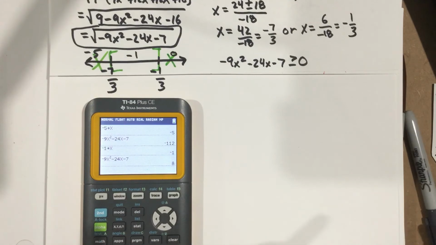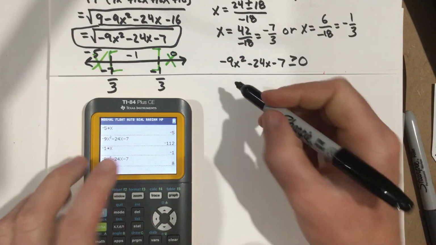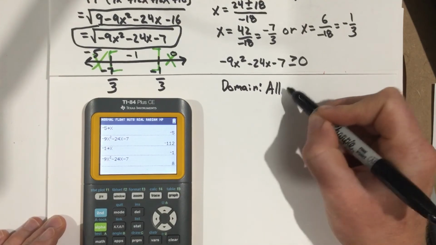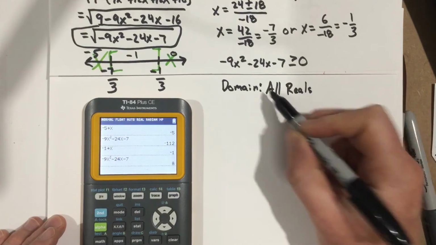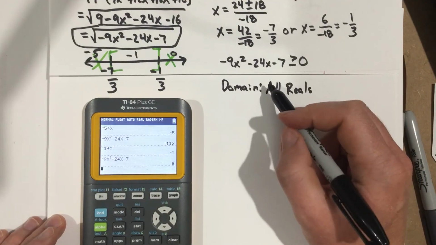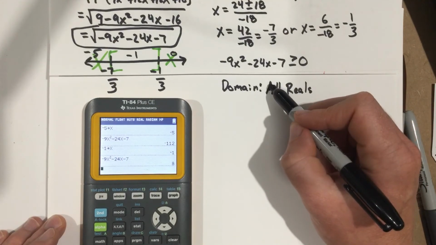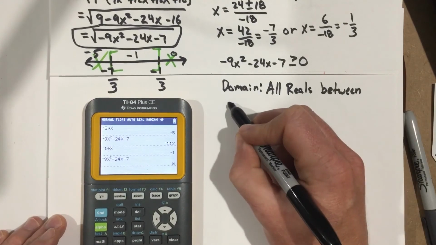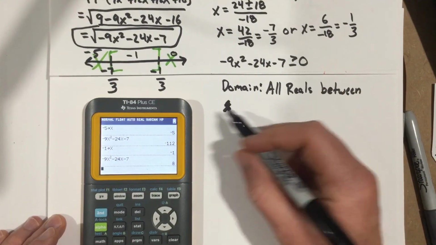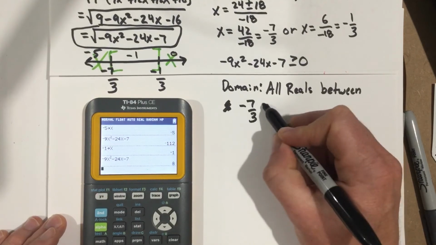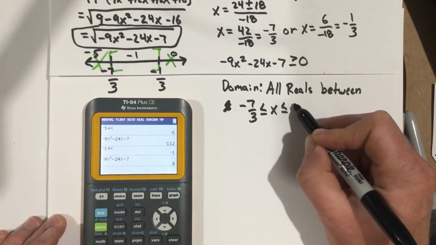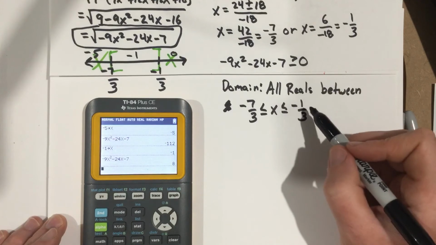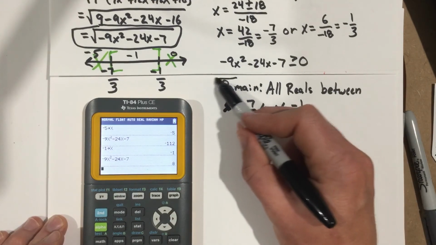So my domain has to be all reals. Actually, we could say all reals between x, how about between -7/3 less than or equal to x less than or equal to -1/3. So all reals between these two numbers, -7/3 and -1/3. So our domain is this.